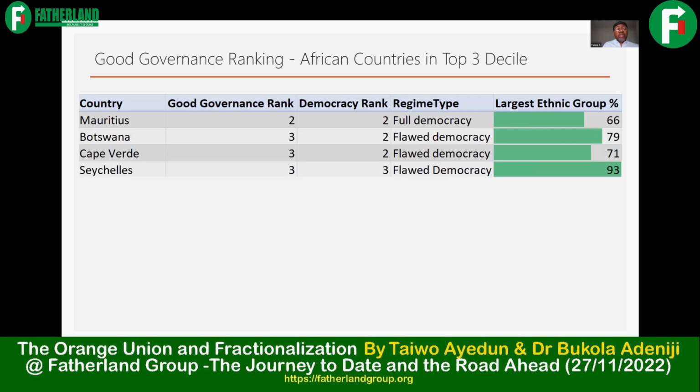Africa didn't rank. No African country ranked in the first decile. So I went ahead and included the deciles where we have some African countries. We had these four countries in the second and third decile of the ranking, which isn't too bad. If you're ranking countries, we're supposed to have a sort of distribution. But these countries also demonstrate low fractionalization. In Mauritius, the largest ethnic group occupies 66% of the population. In Botswana, the Tswana group comprises 79% of the population. In Cape Verde, the largest ethnocultural group is 71% of the population, and in Seychelles, 93%.